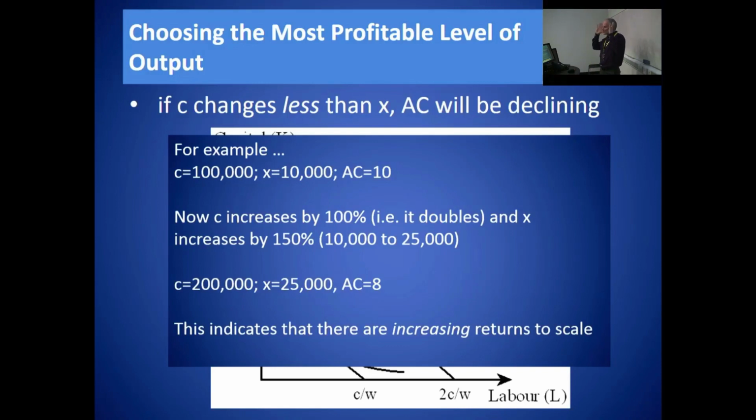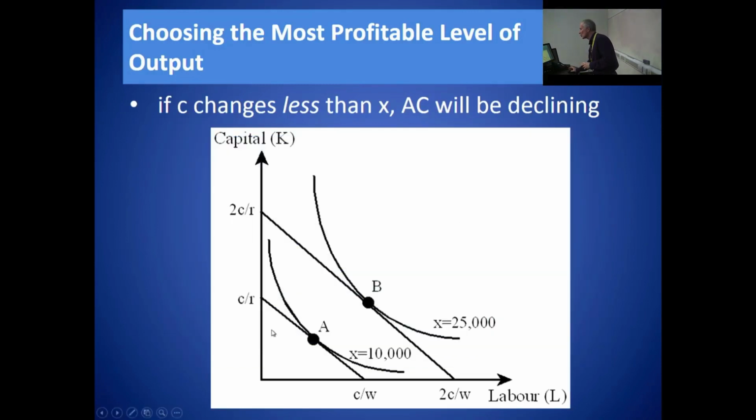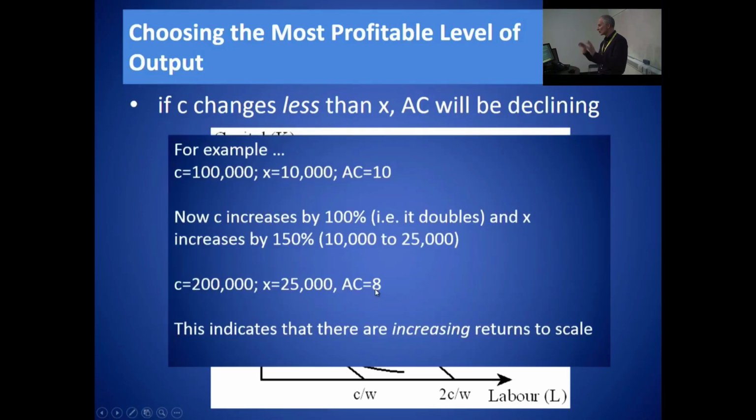Now what you need to do is think about what happens to long-run average costs if both cost and output change. And that's what we saw in this diagram here. Costs increased, output increased. And we want to look at that relationship between the two. So in that example, costs doubled. We doubled all factor inputs, and hence we doubled costs. It went from C to 2C. So that means a 100% increase in costs. So C has gone up by 100%.